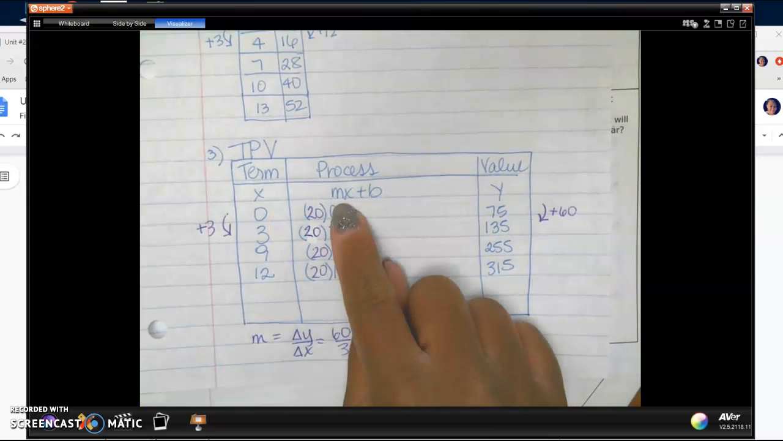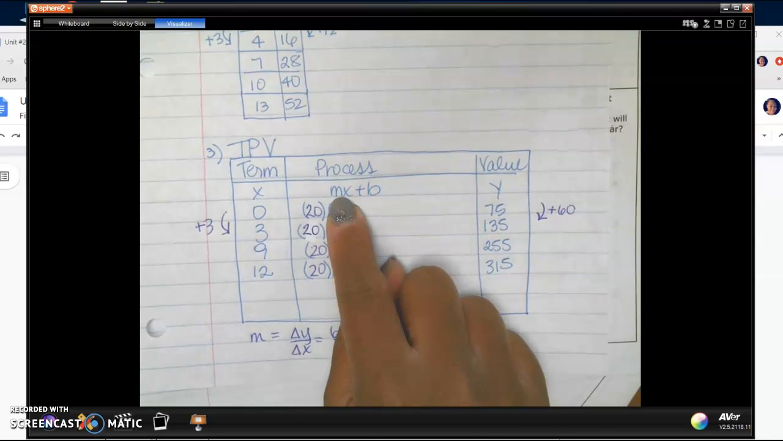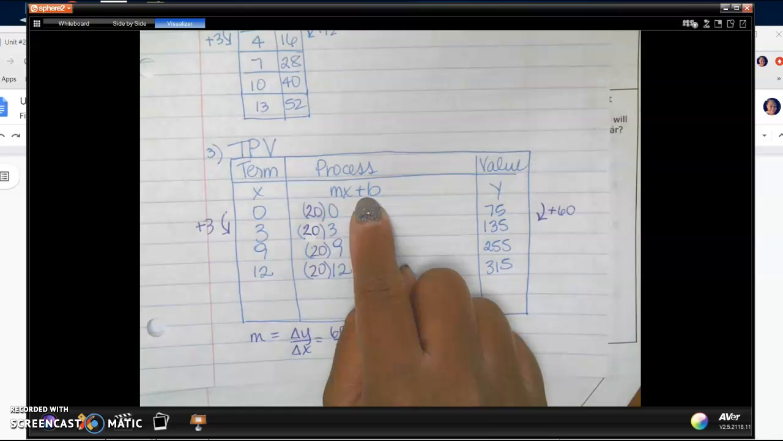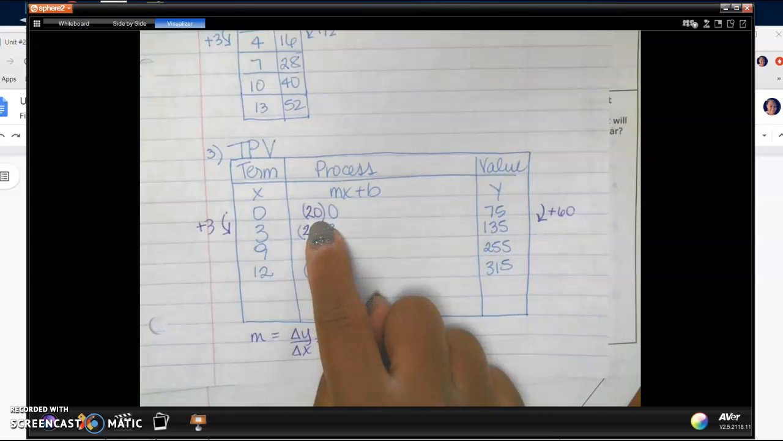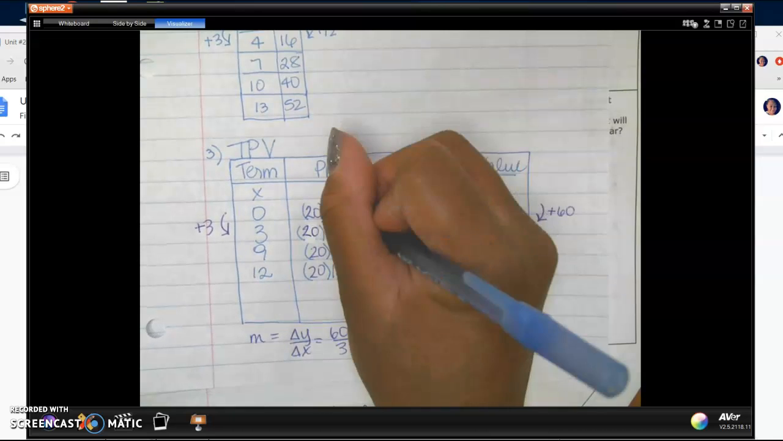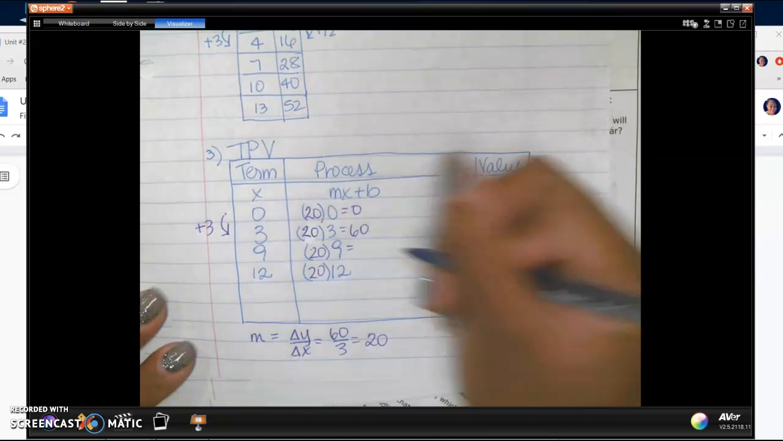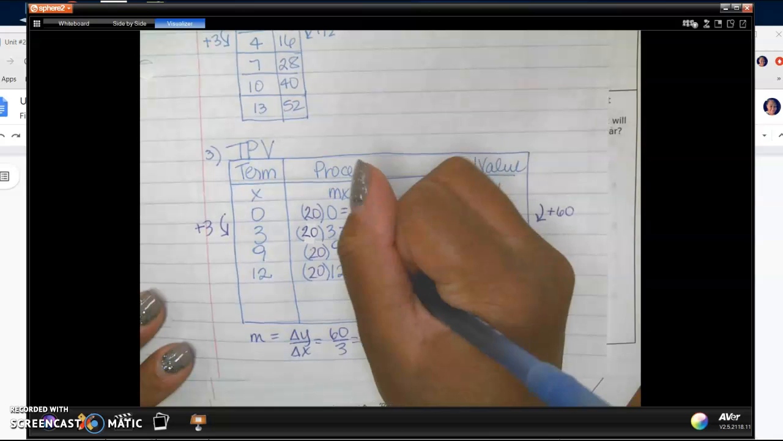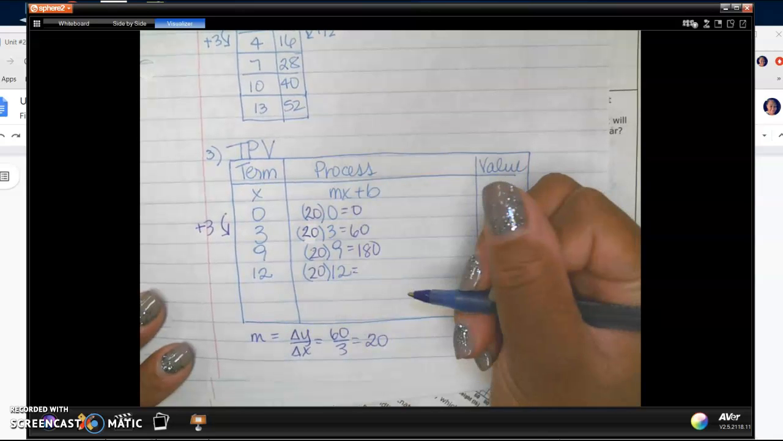Now remember, I have to do something to my X to get Y. In this case, I'm multiplying it by something, and I'm going to add or subtract, because B can be negative, a value to get to my Y. So what's 0 times 20? 0. What's 3 times 20? 60. What's 9 times 20? Ooh, y'all got real quiet. 180. Multiply by 2, then add a 0. What's 12 times 2?